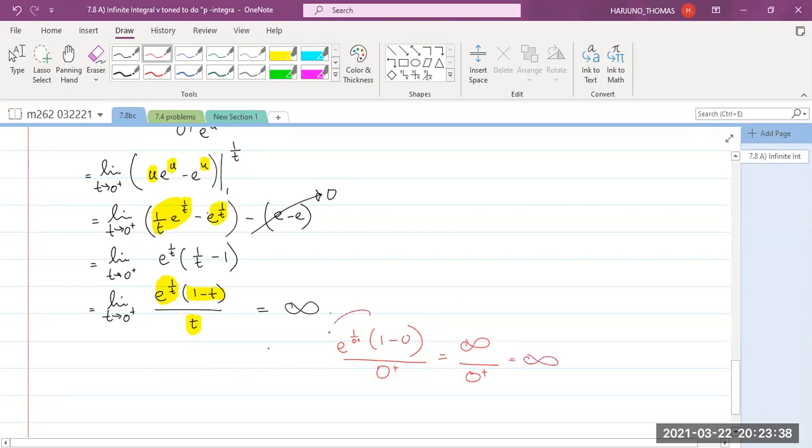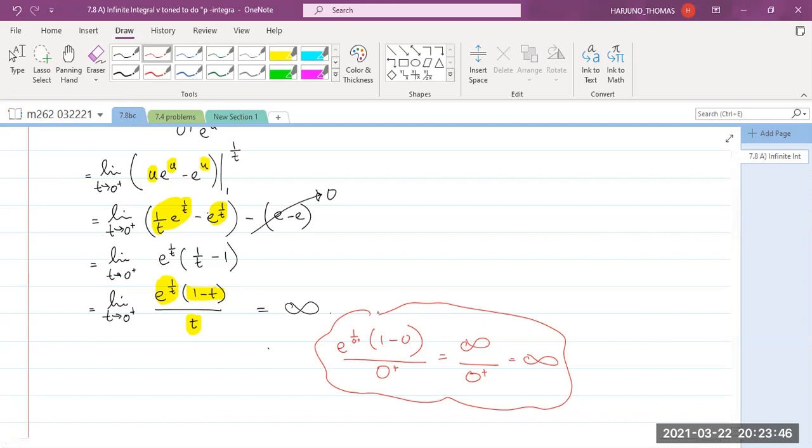Now, what I wrote in red here is actually not correct notation. That's why I wrote it in red. That's something you do on your scratch paper. But you need to make sure that when you replace t by 0 positive, you get that though.